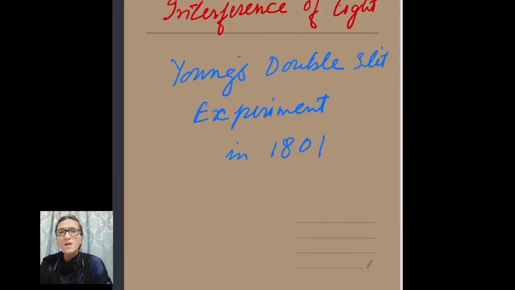Hi, today we will be learning interference of light. We know that interference takes place when the two waves are coming from coherent sources and the waves are at constant phase difference in time.